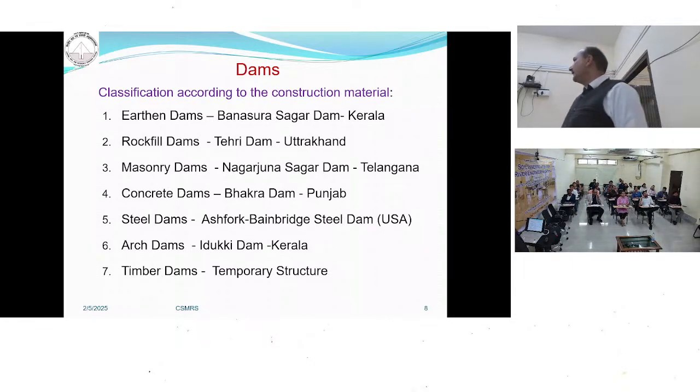The highest earthen dam is the Banasura Sagar Dam, which is in Kerala. The rock-fill dam is the Tehri Dam, on the Bhagirathi River in Uttarakhand. The masonry dam is the Nagarjuna Sagar Dam in Telangana. The concrete dam is the Bhakra Dam on the Satluj River. There is no steel dam in India. The arch dam is the Idukki Dam in Kerala. A timber dam is a temporary structure, and most of the northern states have such structures.